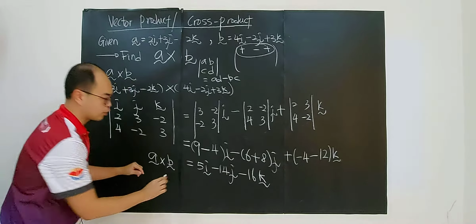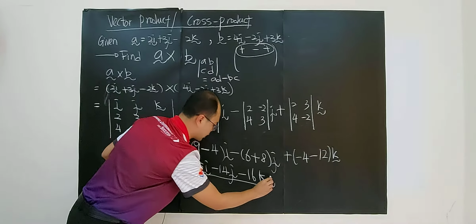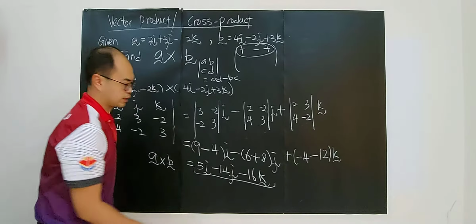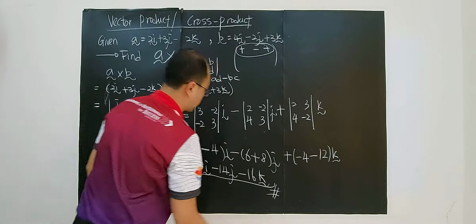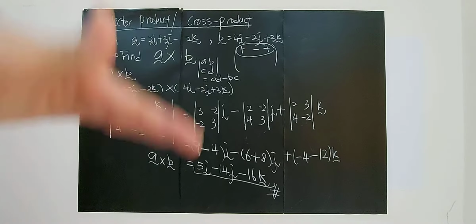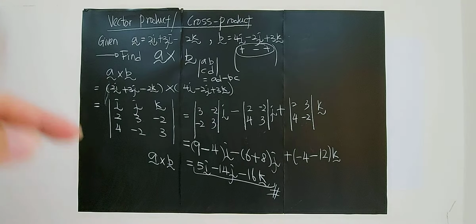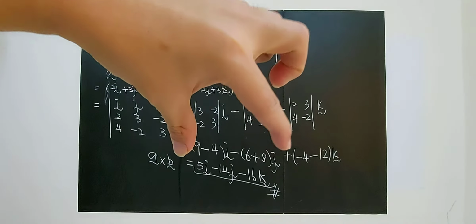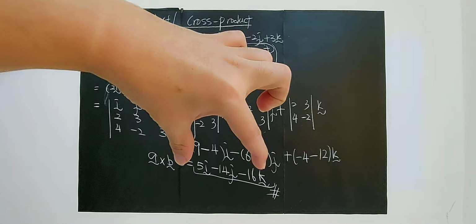Can you see that we produce another vector? This is a vector. It means that when you do the cross product of two vectors, you produce another vector. So this is the way we do the cross product. I hope you understand how to do it. Later in the next video, I'm going to explain the relationship between the vector that you produced here and the original vectors.